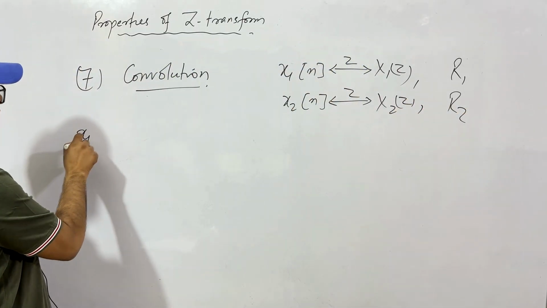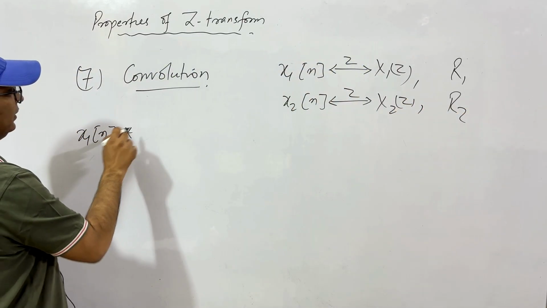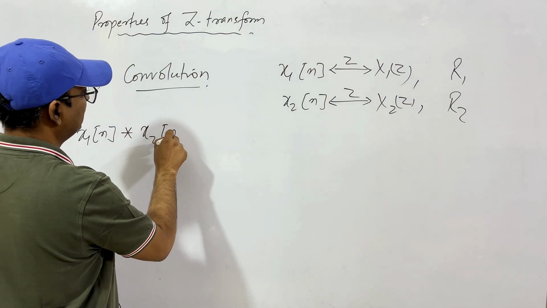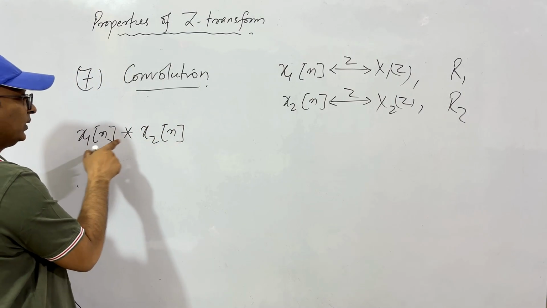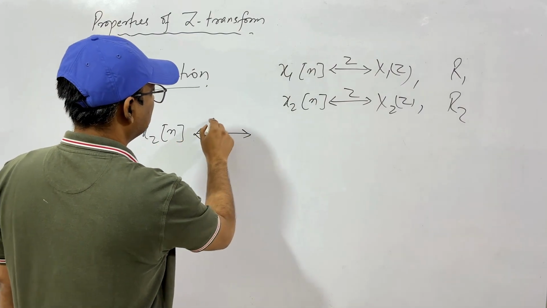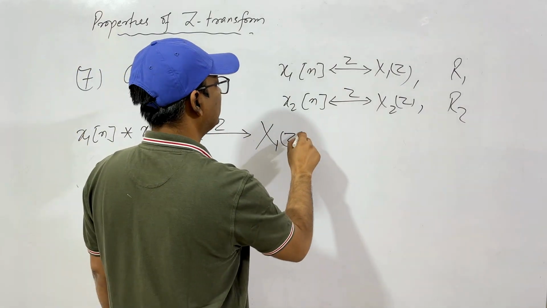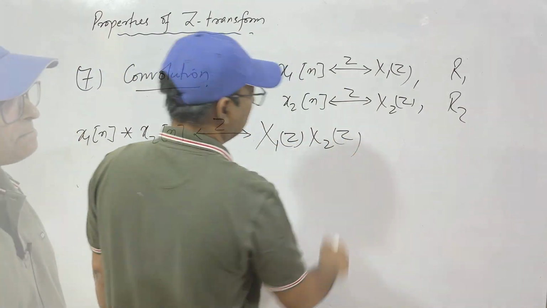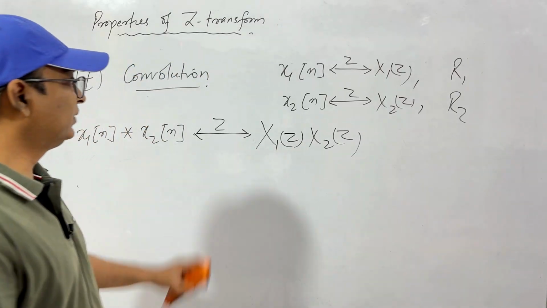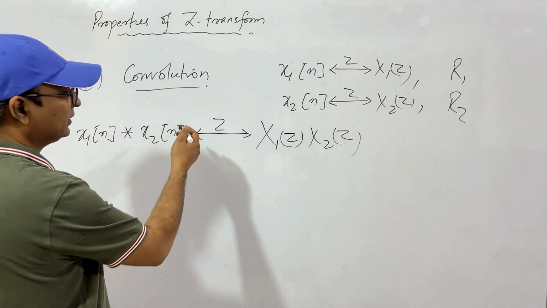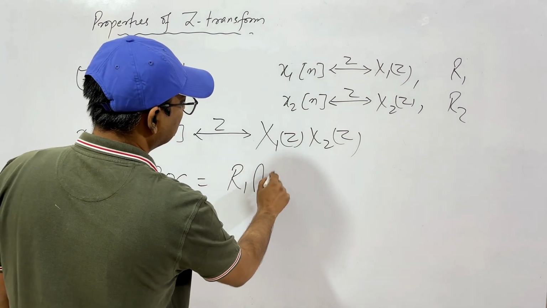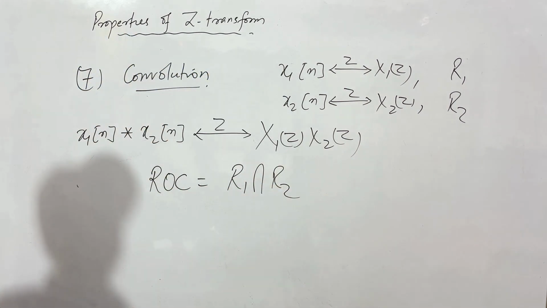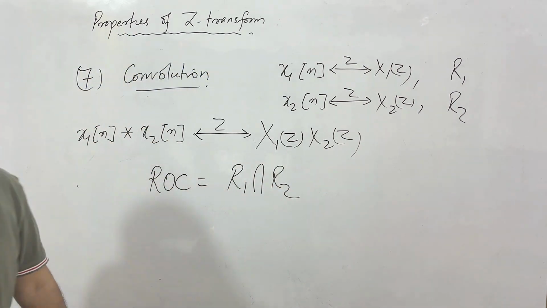Then x1[n] convolved with x2[n], this is the sign of convolution, that is the convolution of x1[n] and x2[n], has the transform pair simply X1(z) into X2(z). So this is very simple. We'll see an example and understand this. It is very helpful in solving problems. The region of convergence will be R1 intersection R2. Okay, so this is the 7th property.